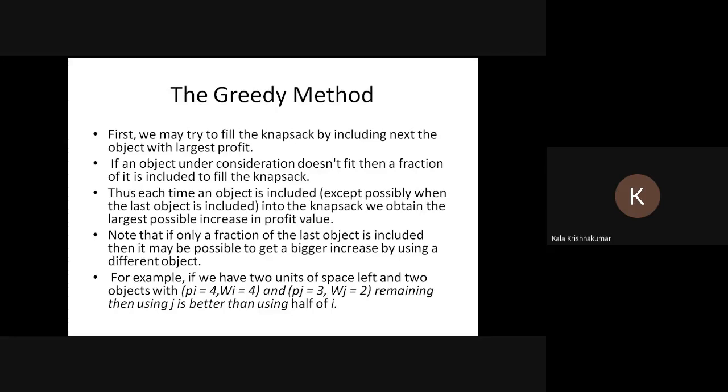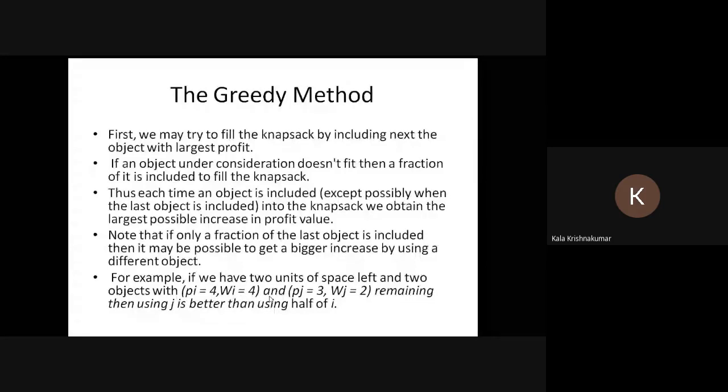Note that if only a fraction of the last object is included, then it may be possible to get a bigger increase by using a different object. So we'll see all this. For example, if we have 2 units of space left and 2 objects with Pi equal to 4, Wi equal to 4, and Pj equal to 3, Wj equal to 2 remaining, then using j is better than using half of i.